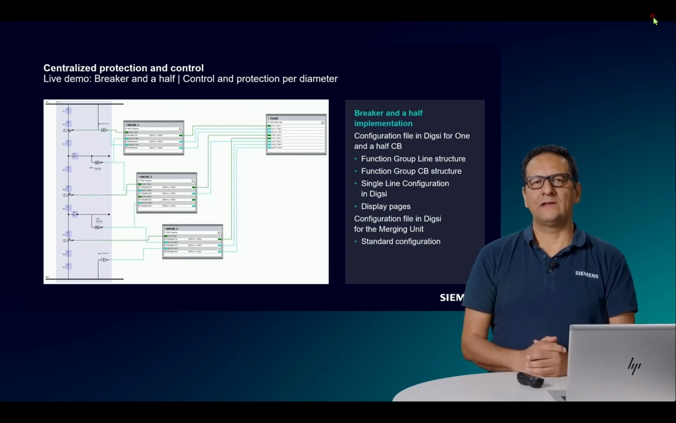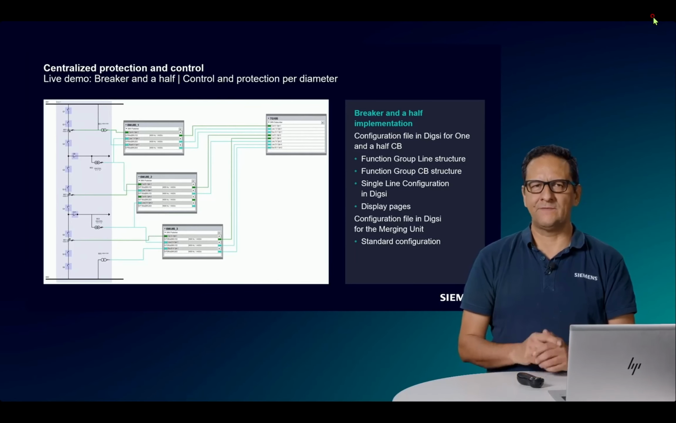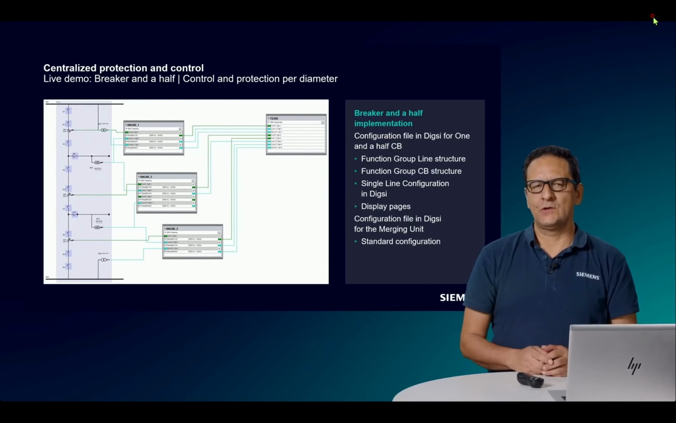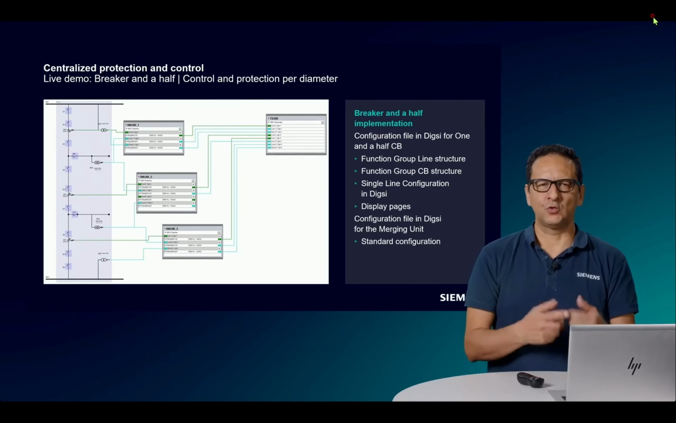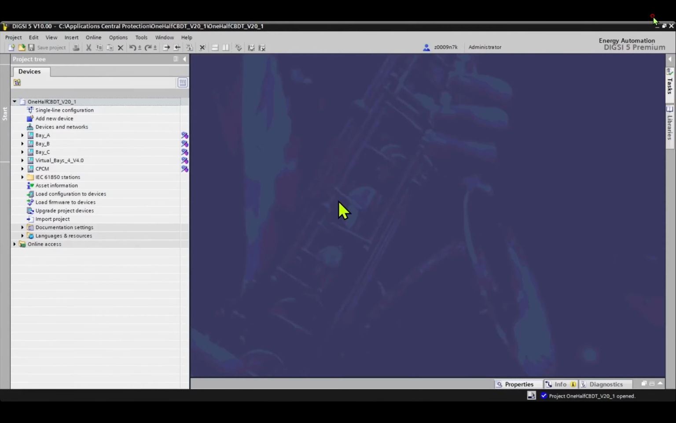Now I would like to show how the solution for a 1.5 circuit breaker looks in DIGSI 5, and also how we can test this solution using digital twin and relay sim tests. Let's go and do that now. Let's start with the DIGSI introduction.